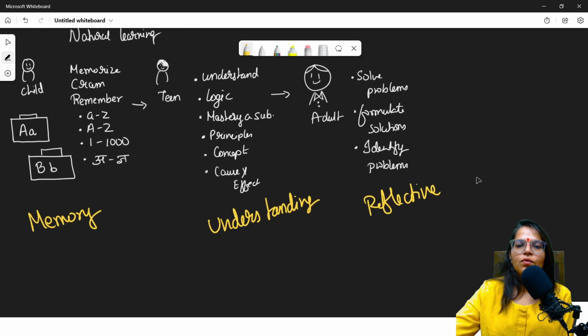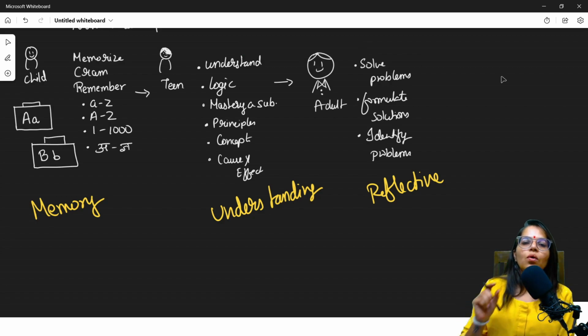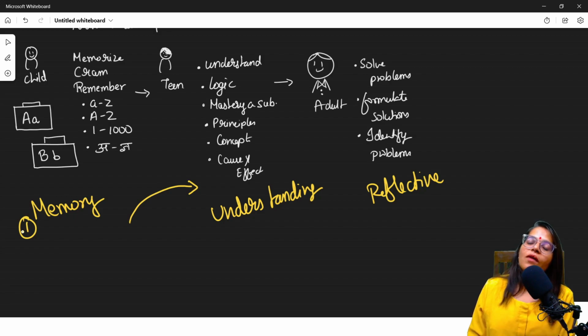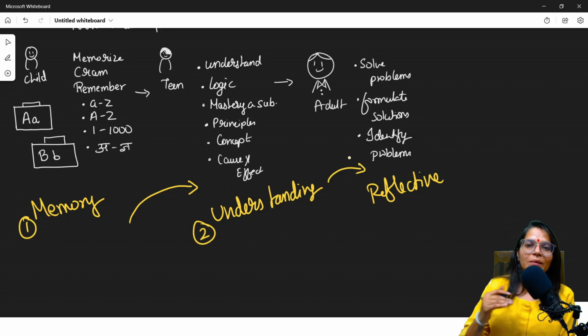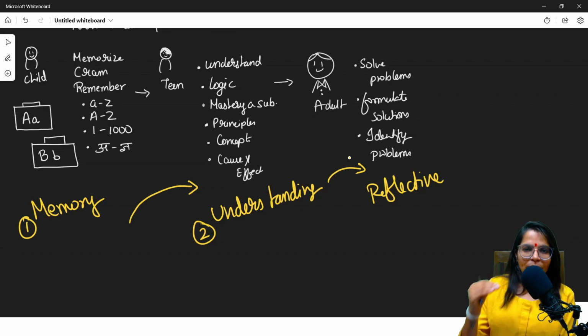Now, if you completely focus here, you will realize that only after completing the memory level you can move towards understanding level. So this would be your first objective. And after completing the understanding level, the child can go to the reflective level. So it is a step by step process. It is not something you can jump directly from memory to reflective, or go from reflective to memory. No, first is the memory level, then the understanding level, then the reflective level.